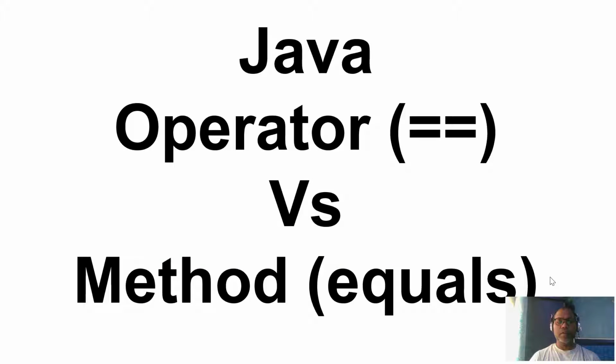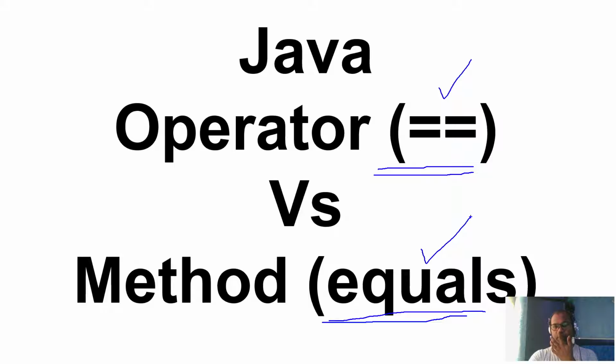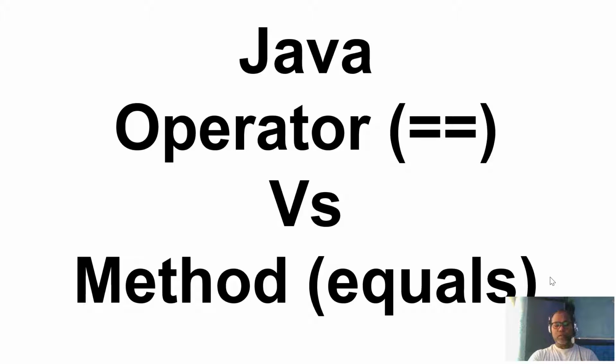Welcome, guys. Let us talk about the Java double equal to operator versus the equals method, where we are going to use the double equal to operator and where we are going to use the equals method. Okay, what are the situation and scenario? Let us look.